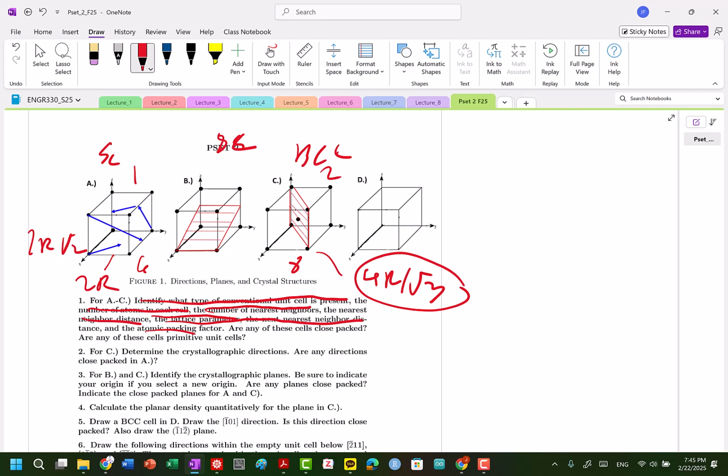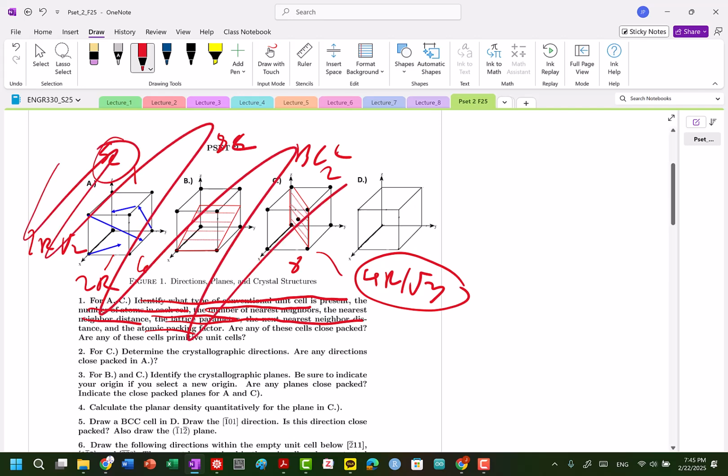Are any of the cells close packed? Nope. Are any of the cells primitive cells? Yes, simple cubic. Great.